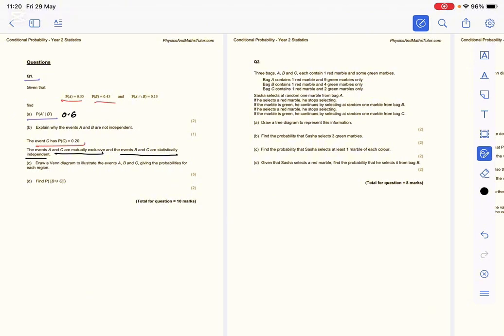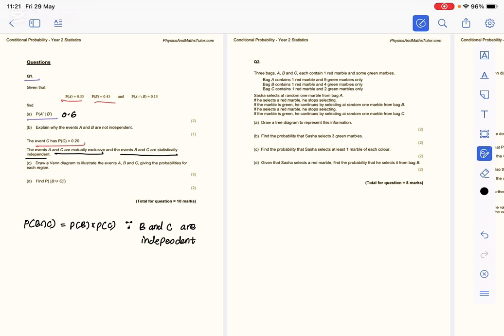Okay, what does that mean? Probability of B and C is equal to probability of B times probability of C, because B and C are independent.